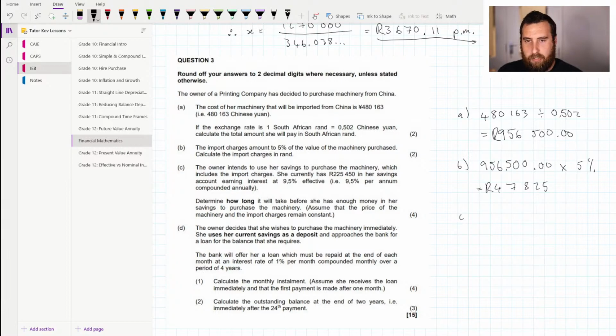So let's look at part C. The owner intends to use her savings to purchase the machinery, which includes the import charges. She currently has 225,450 Rand in her savings account, earning interest at 9.5% effective.